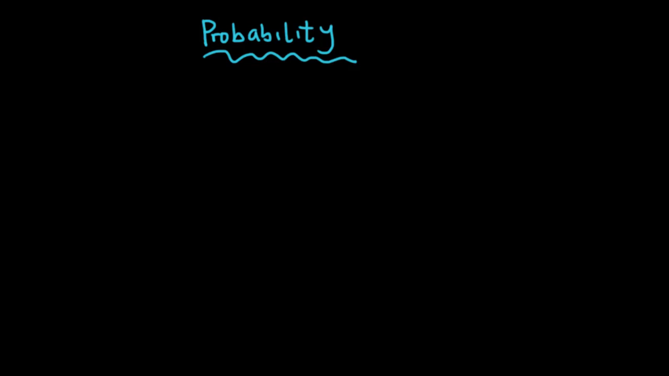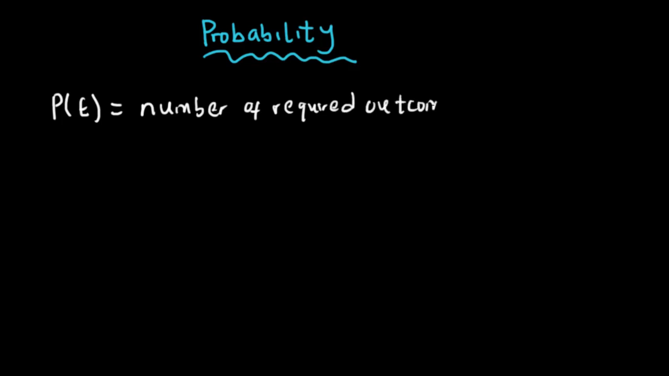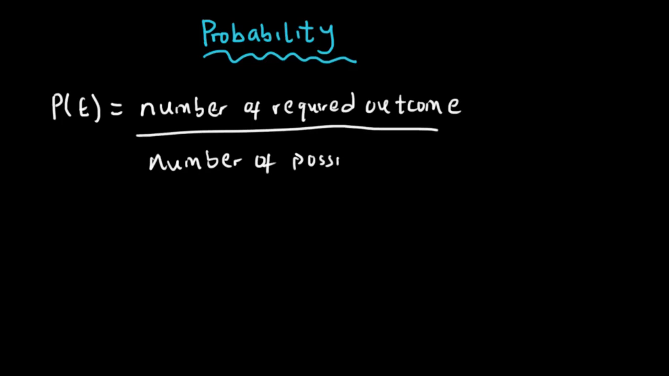In this video, we are going to be looking at probability. In a previous video, I told us that the probability of an event is equal to the number of required outcomes all over the number of possible outcomes. Also remember, I told you that there is a range between 0 and 1.